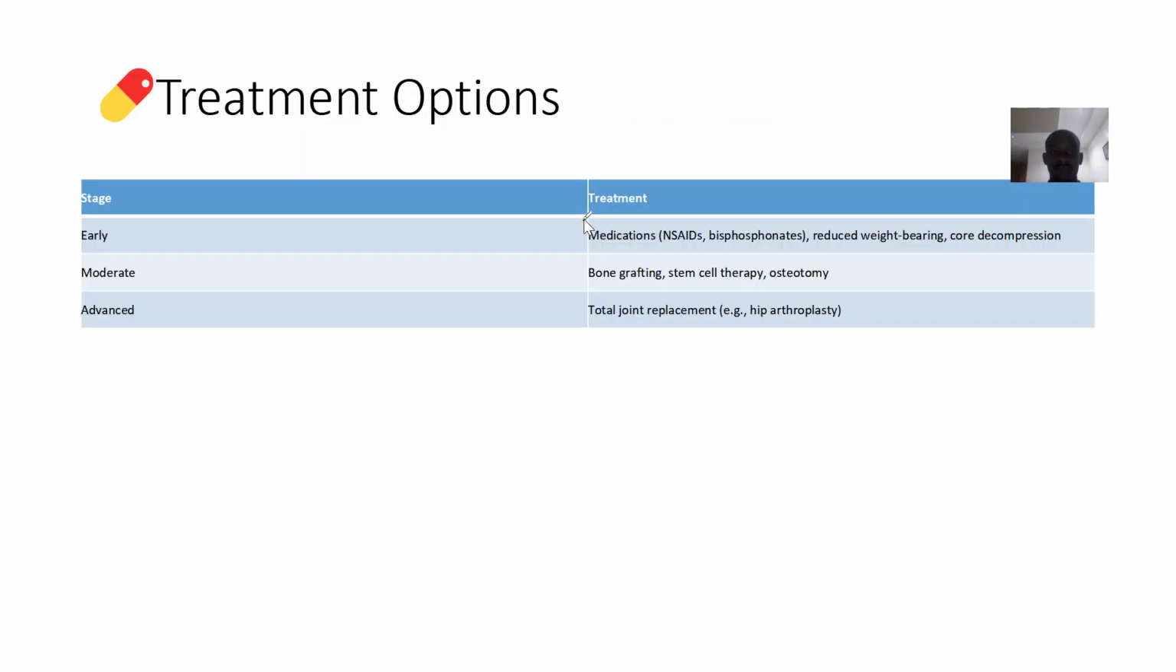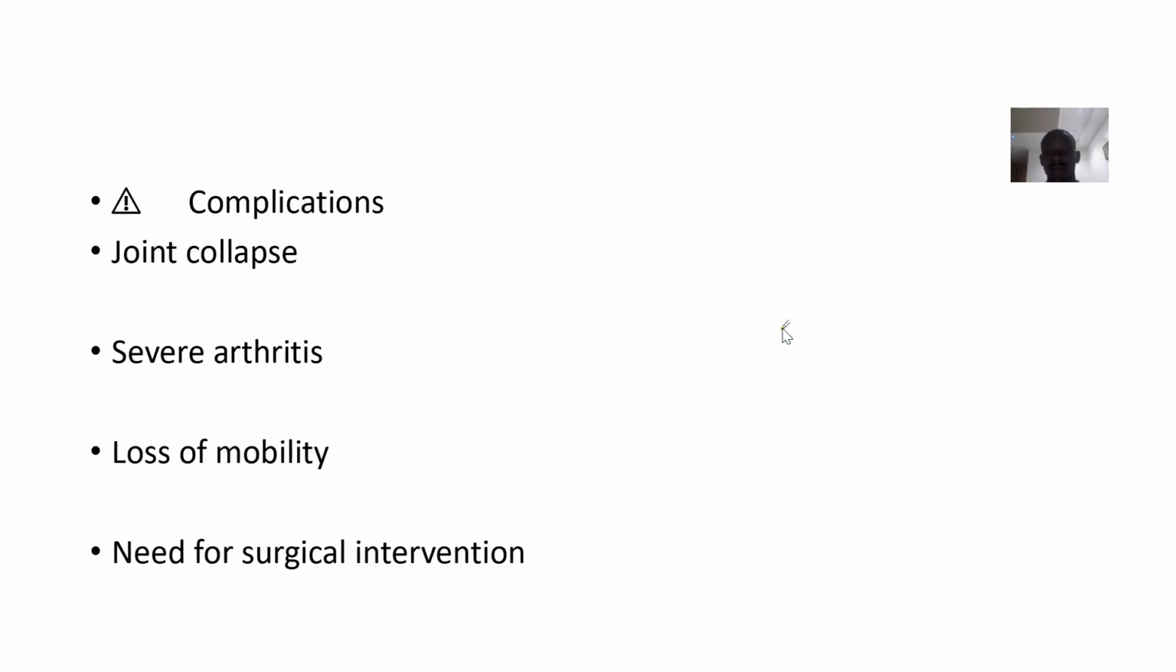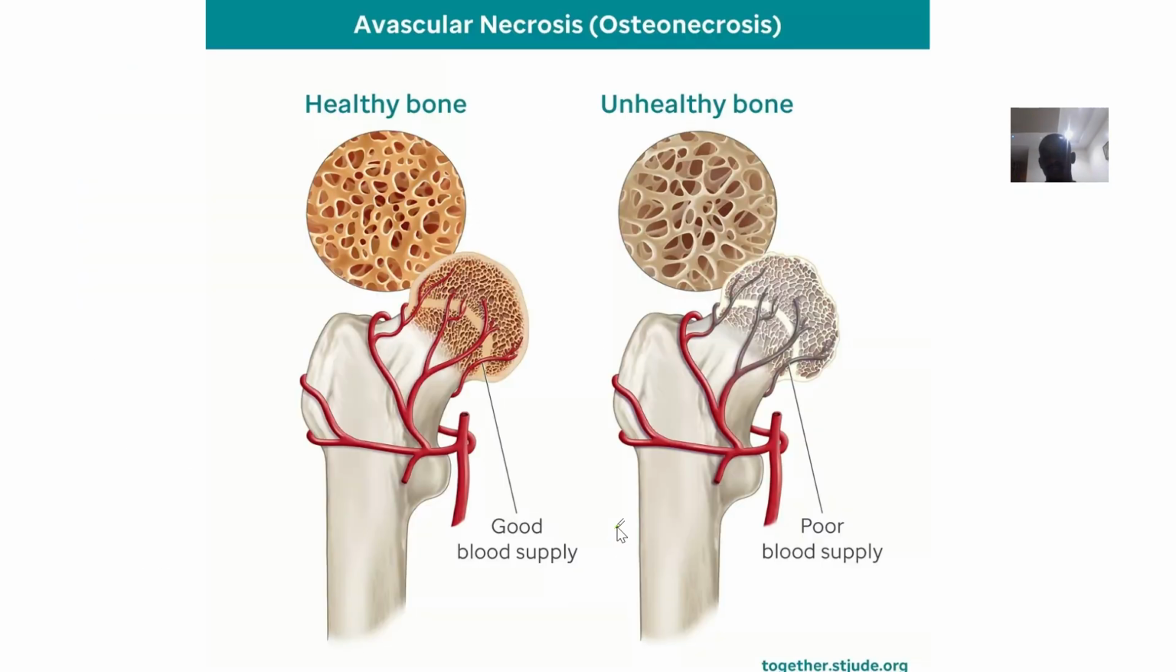So the next thing we have here is treatment options. Early ones include non-steroidal anti-inflammatory drugs and bisphosphonates. Moderate ones are bone grafting, stem cell therapy, osteotomy. Then joint replacement surgeries like hip arthroplasty. Complications can lead to joint collapse, severe arthritis, and loss of mobility. Alright, sometimes it might lead to you needing surgical interventions.